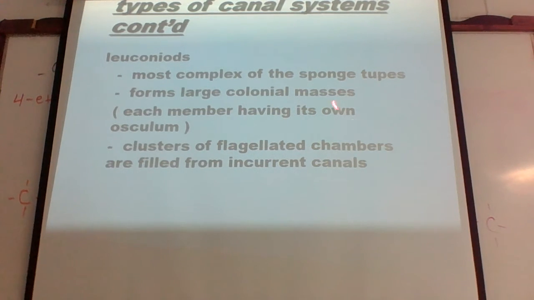That should be tubes, not two paths. Most complex of the sponge types. Okay. So here's your coral, because they form such large colonial masses. Clusters. Not only are they the largest of all of them, they also have multiple oscula.